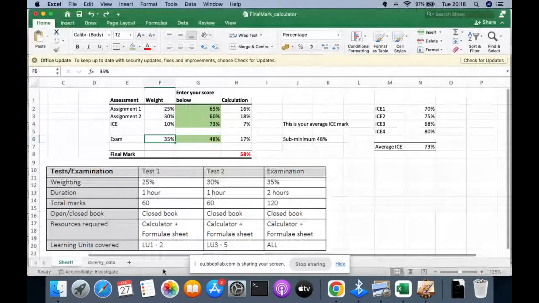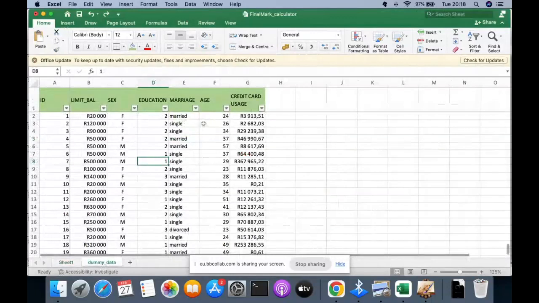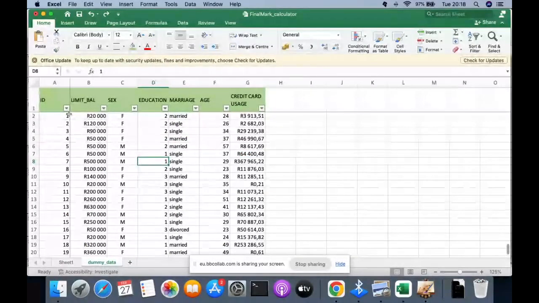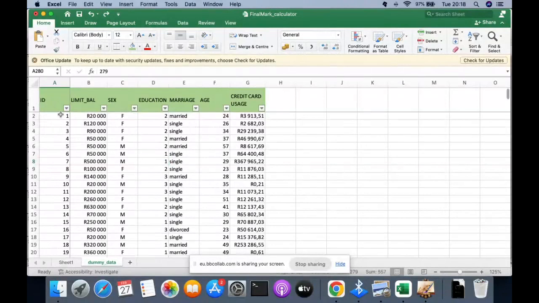Let's look at this Excel here. I'll put some dummy data here. We've captured data on different people. So this ID1, ID2 could be someone else, etc. Those are different people. What we're capturing here is basically the limit balance for my credit card. So my credit card has a limit of 20,000.